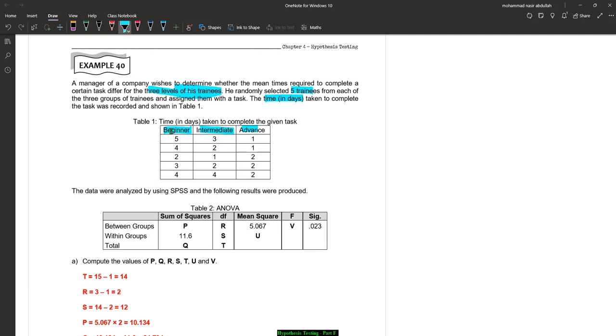So this is a significant value. The F value is hidden, right? Mean square error also hidden. Degrees of freedom all hidden. This one also hidden. Right, so how to solve this one?